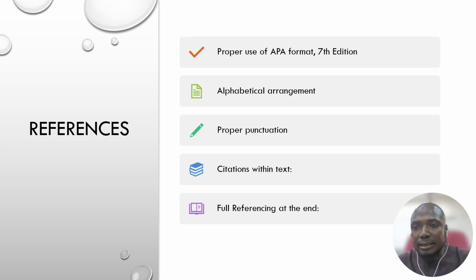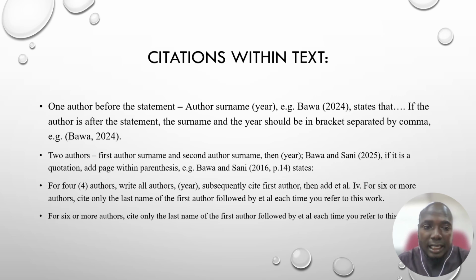So now let's look at in-text citation. How are you going to do it? In-text citation is the reference that you write inside the work. There are some that you place before the statement and some after the statement. When you want to start a statement, you write the author's name, only the surname, then you write the year in brackets.